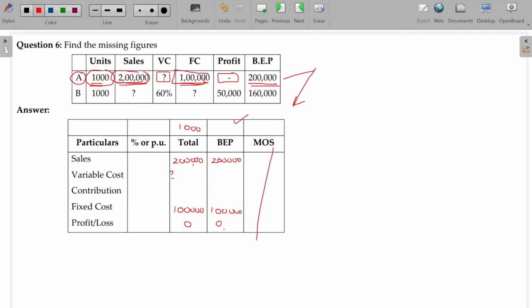Profit is 0, fixed cost is 1 lakh. Otherwise the fixed cost becomes a contribution at BEP. As you now know the contribution at BEP, the difference between sales and contribution will be the variable cost, 1 lakh. Okay. So out of 2 lakhs, 1 lakh is the variable cost. In total also only 2 lakhs. Then the variable cost for the total also being 1 lakh. The required answer is calculated here. The variable cost in this illustration being 1 lakh, for A.